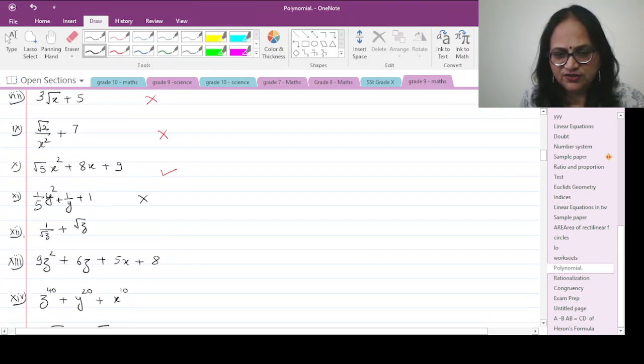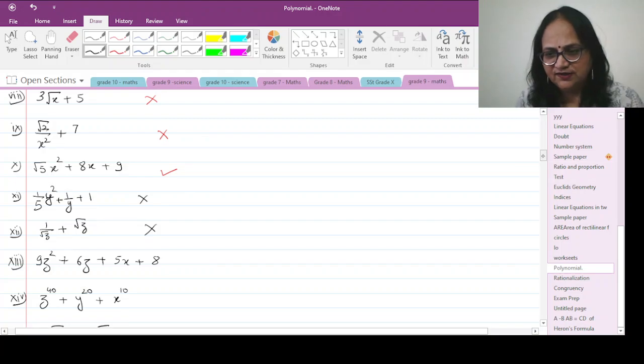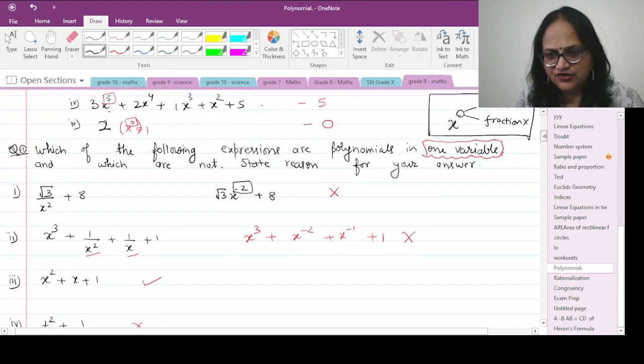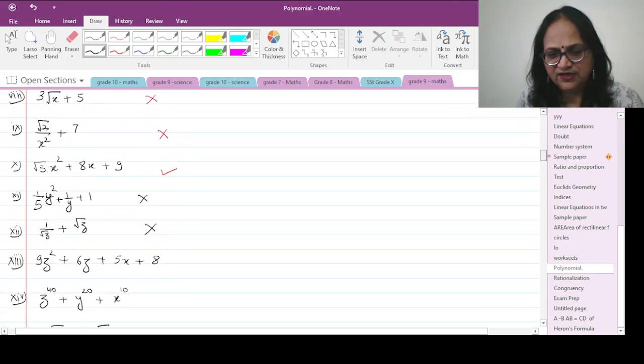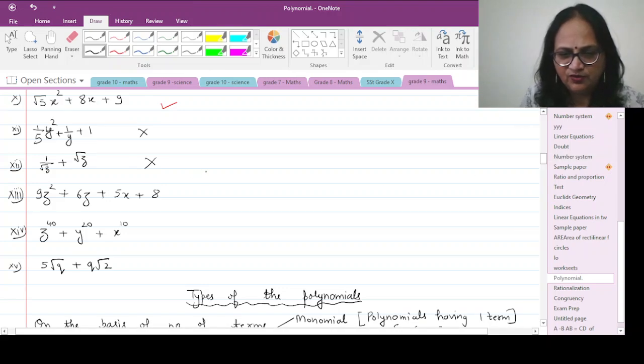Next question, 12th. It is certainly not a polynomial. We are having under root. Next question is having two variables, and the question is saying polynomials in one variable. So with the one variable condition, this is not a polynomial. This is also not a polynomial. This is also not a polynomial.